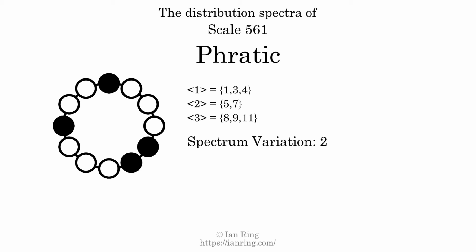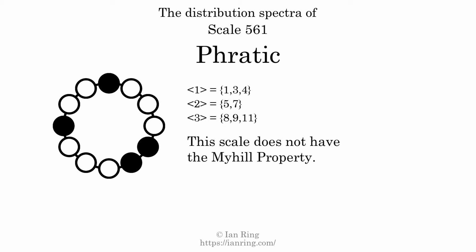Since the variation is greater than 0, this indicates that the scale is not perfectly even. The highest spectrum width is 3. Since this is greater than 1, we know that this scale is not maximally even. If every spectrum has exactly 2 specific intervals, we call that the Myhill property. This scale does not have the Myhill property. Since each specific interval appears in only one spectrum, this scale is strictly proper.